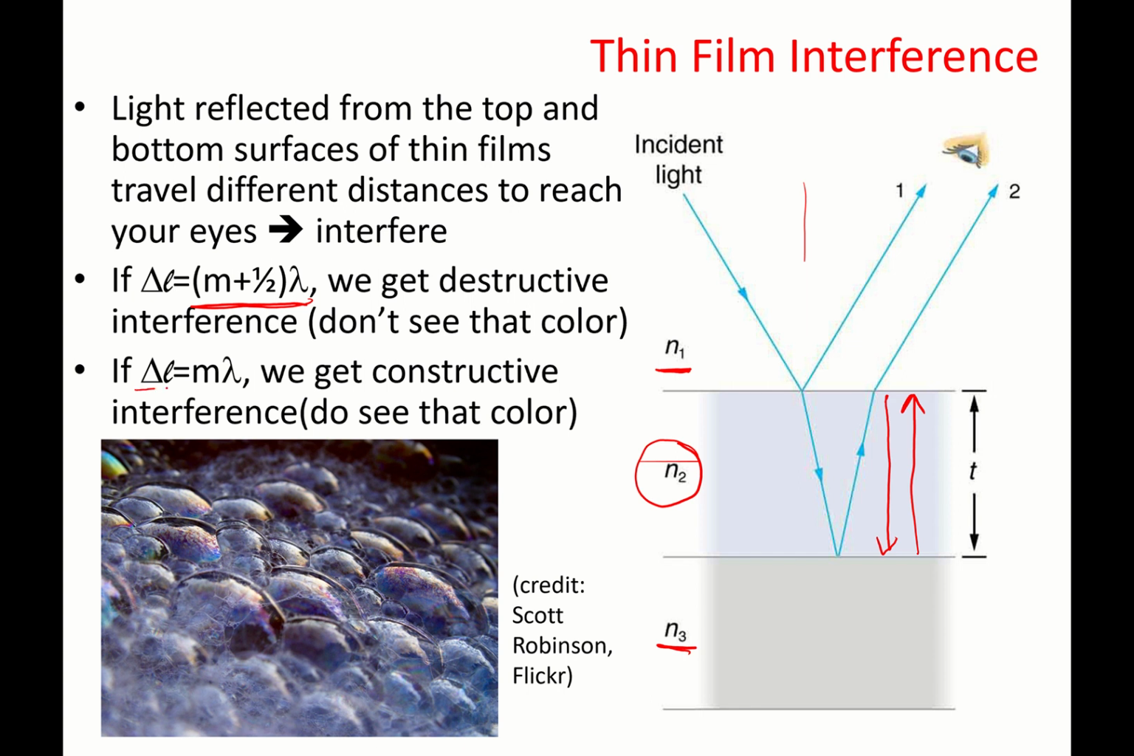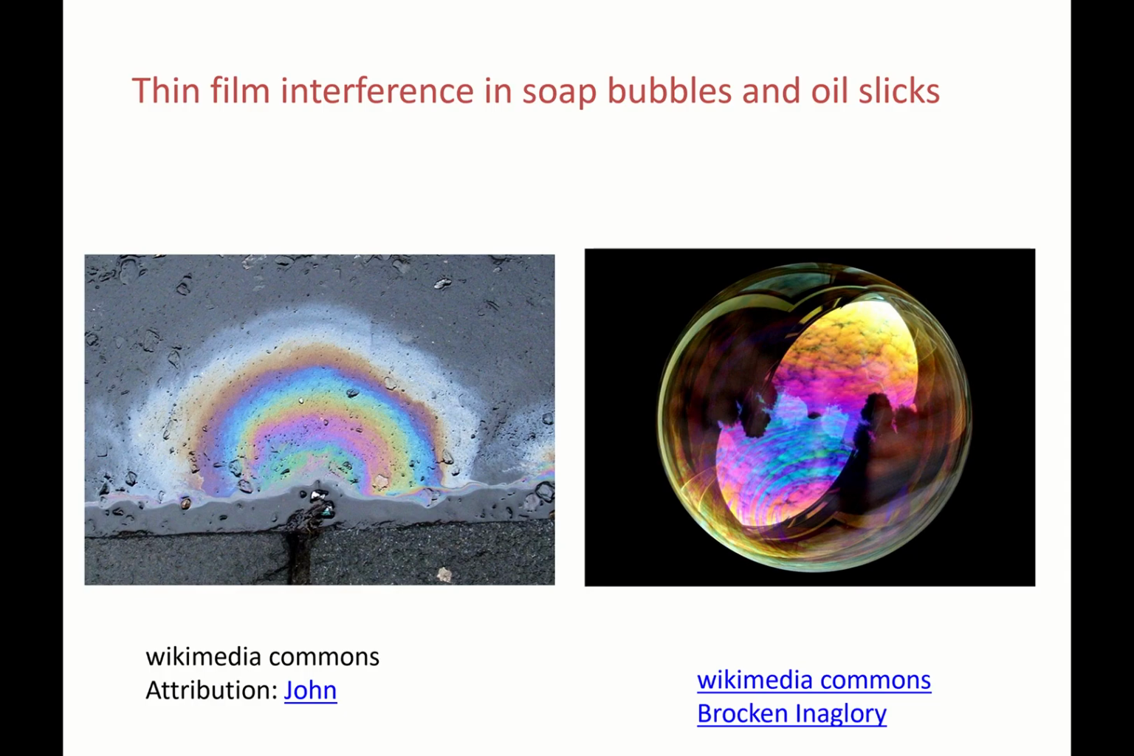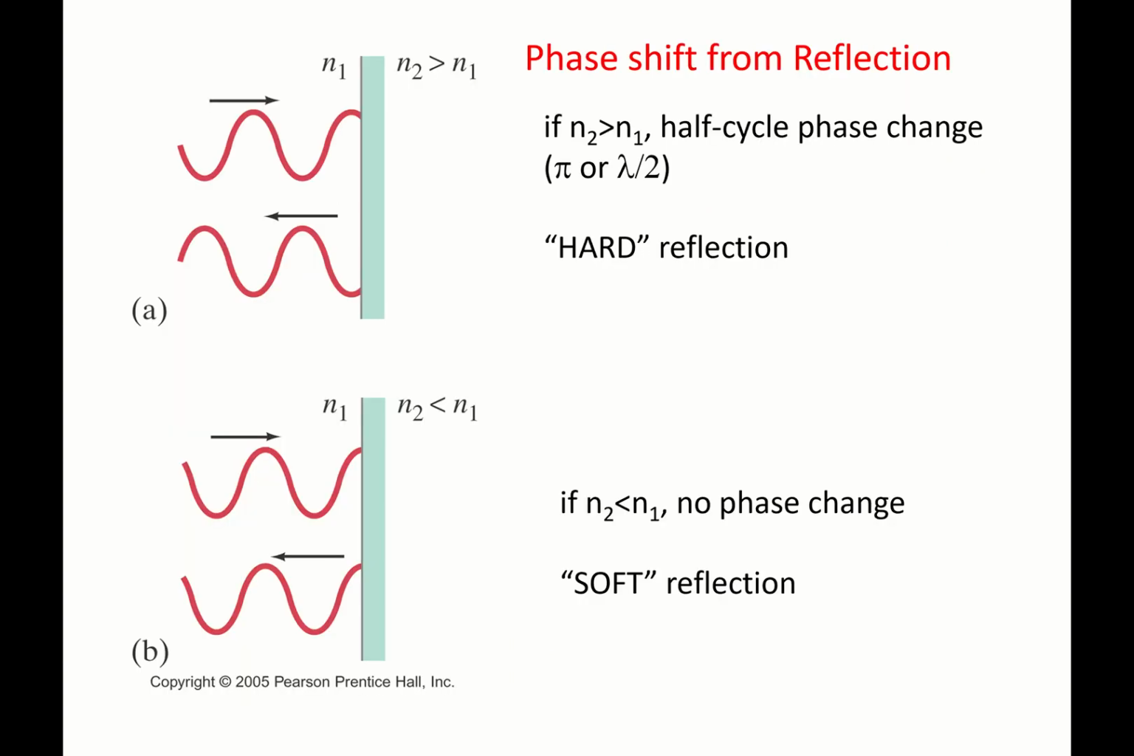If the path length difference is equal to an integer number of wavelengths, then we'll get constructive interference and we will see that color. So if you look at the picture of the bubbles down below, you can see there's a lot of purple light coming through, which tells you something about the thickness of the film. Here are some more examples of soap bubbles and also oil slicks on the pavement. You can see for the oil slick at the bottom, you're seeing all different colors, so that suggests the thickness of the film is different.